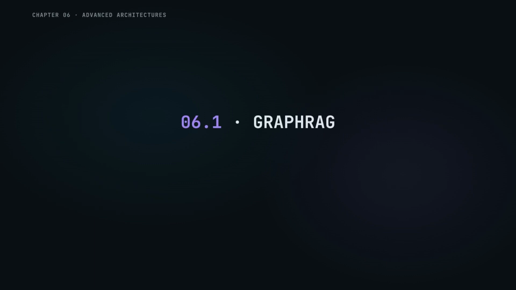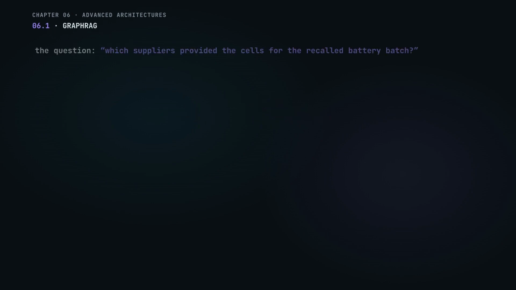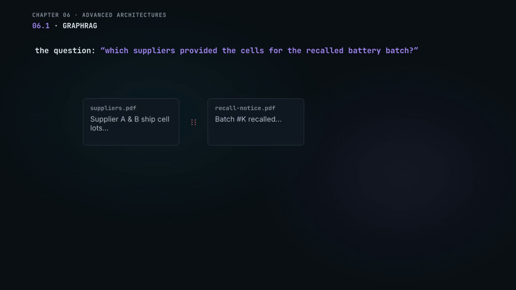Section 6.1. GraphRAG. Ask Voltride's assistant a harder question. Which suppliers provided the cells for the recalled battery batch? Vector search does its best. It returns some chunks about suppliers and some chunks about the recall. But notice the problem. The answer is not sitting inside any single chunk. It lives in the connection between three separate documents, and plain similarity search has no way to follow a connection.